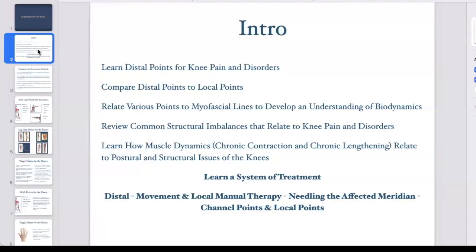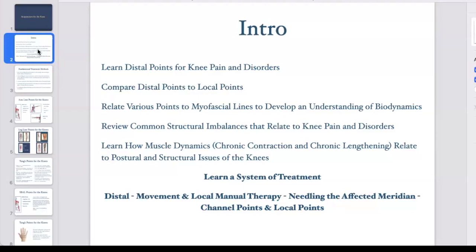And one of the key things that we're going to be doing then is learning distal points for knee pain and disorders. And why we want to start at distal points is because it then allows us to continue our assessments, to provide acupressure or other manual therapies, and to provide movement therapies on the affected region, and in this case, the knee. So one thing that we'll be doing is comparing distal points to local points and talking about how to use some of the distal points and how to use local points and when we want to use distal points and how to use the local points should we need to. A lot of times I don't even need to use them.